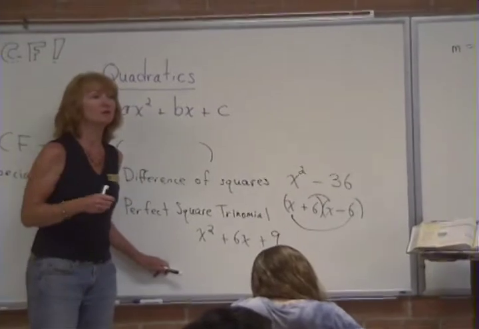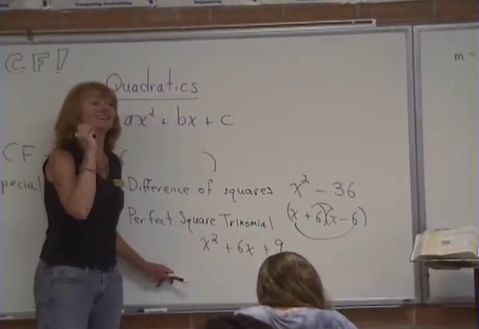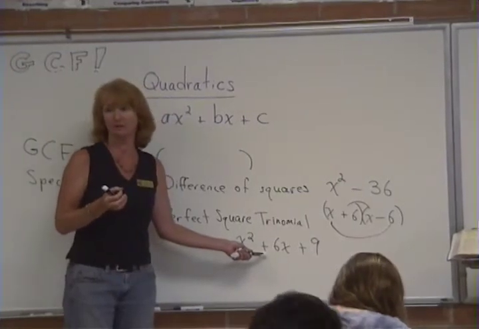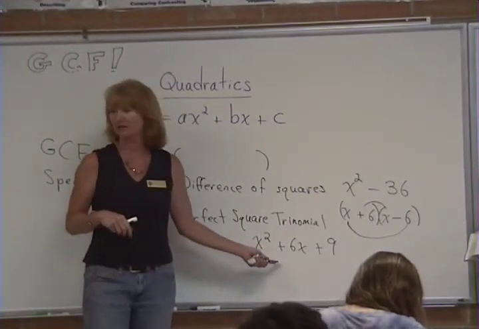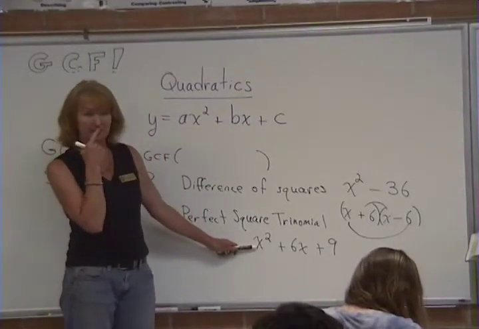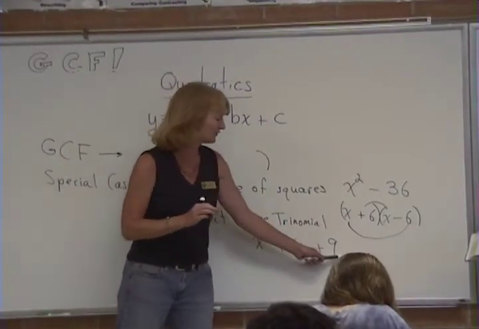X squared, yes? So there doesn't have to be a subtraction. This could be positive or negative. We'll look at both. We'll go over to the other board and look at another example with a minus in between. The point is you have a square here, a perfect square here, and a perfect square here.